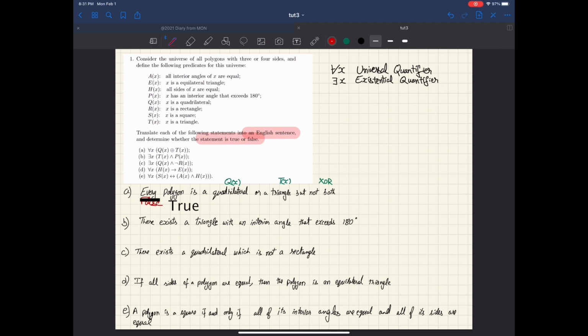Moving on to the next, it says, there exists a triangle with an interior angle that exceeds 180 degrees. We know this is not possible. A triangle cannot have more than 180 degrees in any of its angles. That means this statement is false.